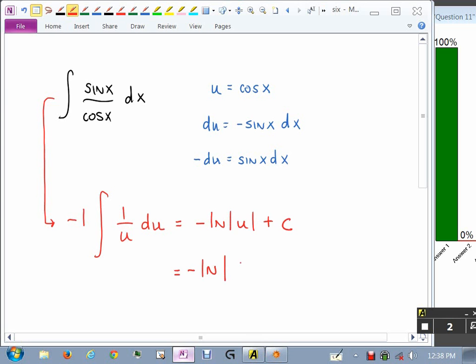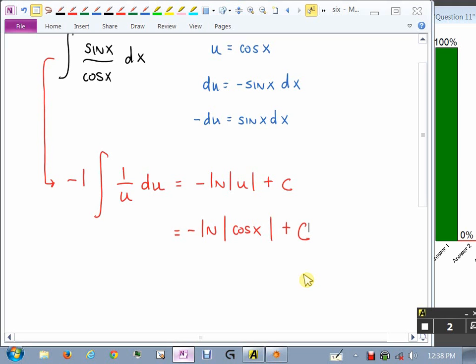Look on your formula sheet and tell me if we got it. On the formulas, this is formula number, let's see, what page is it? It's page 6, and it's formula number 12. Did we get it? Oh, wait, hold on. It's supposed to be natural log of secant x.